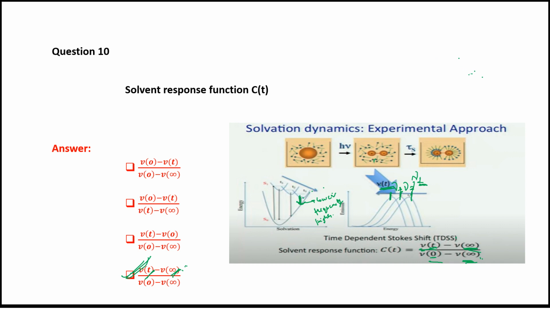So the solvent response function, denoted by C(t), is calculated as nu t minus nu infinity upon nu 0 minus nu infinity. And this V is not V, actually it is nu. Nu is the symbol for frequency, and this frequency is the emission frequency.